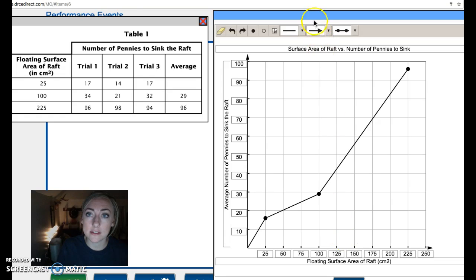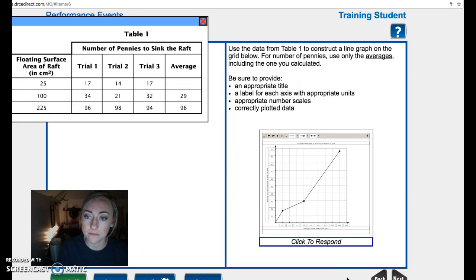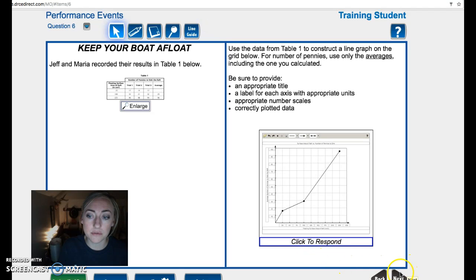Once you press OK at the bottom, you can see your graph in there, so you can tell that it's saved, and then you can move on. You can X this out and go to your next question.